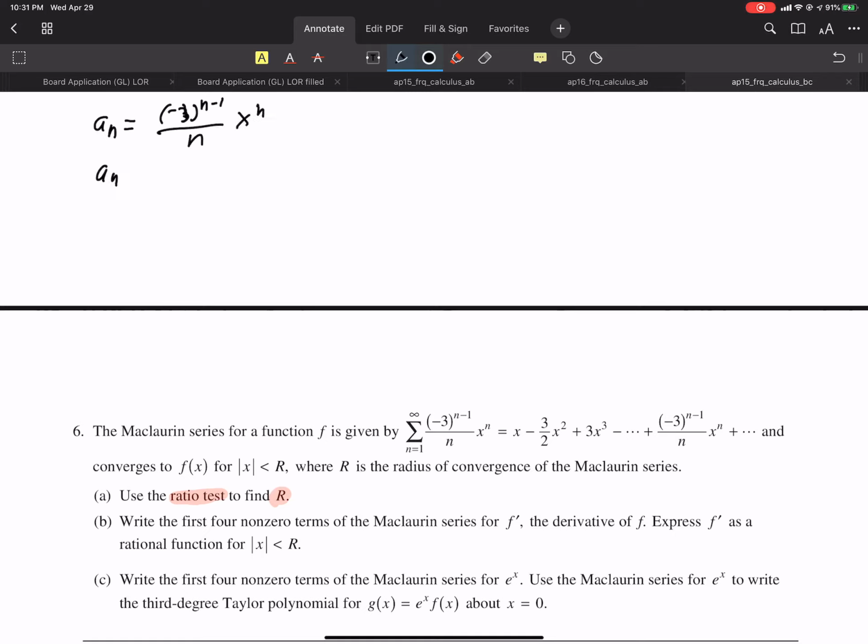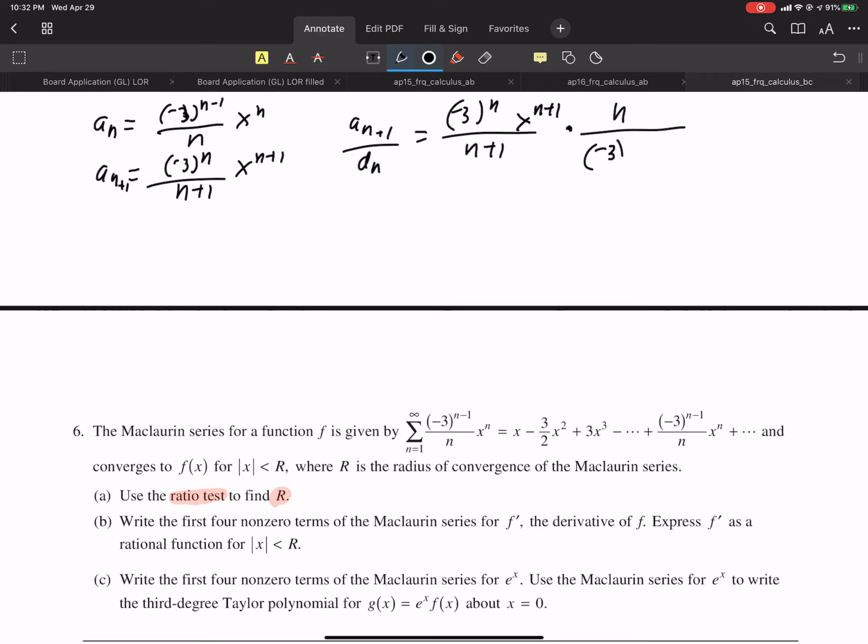So we need a sub n plus 1, replace all the n's with n plus 1. Then we have to find a sub n plus 1 over a sub n. So we will do that. But when you divide by a fraction, you multiply by the reciprocal. So that's going to be n over negative 3 to the n minus 1, x to the n. Now the fun part.